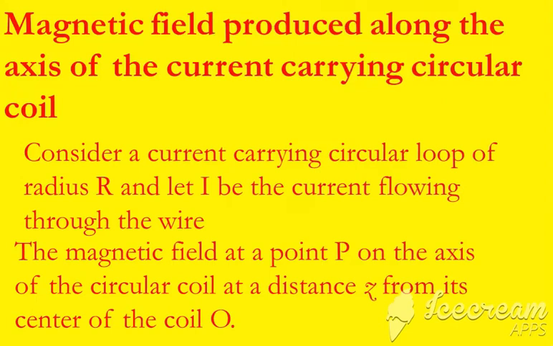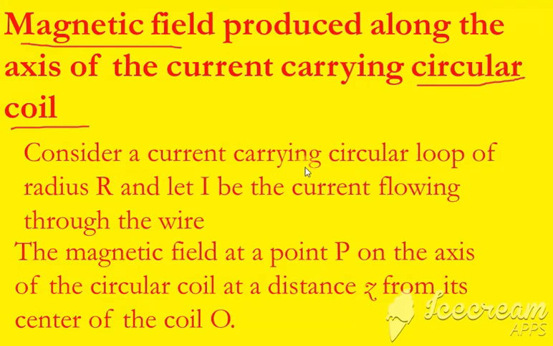Good morning, students. Today we are going to see the magnetic field due to a circular coil carrying current. Okay, so it is the magnetic field produced due to a circular coil. Already we have seen the magnetic field due to a long straight conductor, is it not? Here also it is more or less the same.